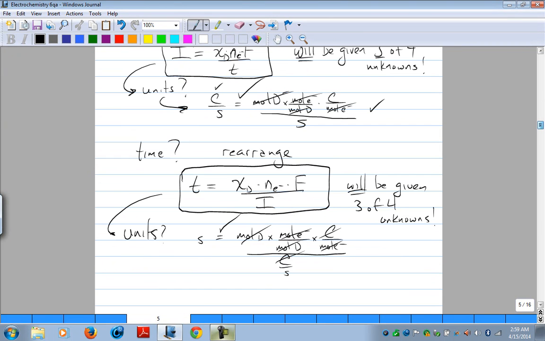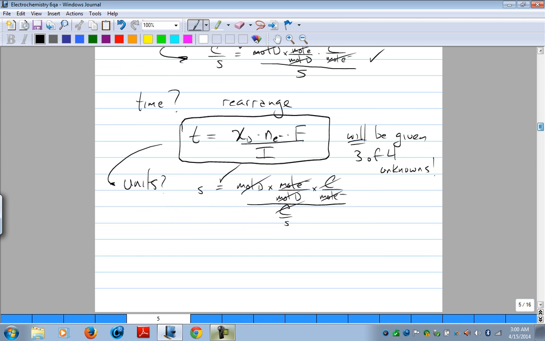Another variable or rearrangement they may have you make is how long would it take to plate a certain number of grams of copper or whatever given a certain amount of current. So here they have to get you to the moles of the substance plated. They have to give you a way of getting the balanced net half reaction, so you know the moles of electrons per mole of D formed, the Faraday, and the current. And again, three of those 4 will be given, and you solve for time in seconds. And you see the units work out beautifully.